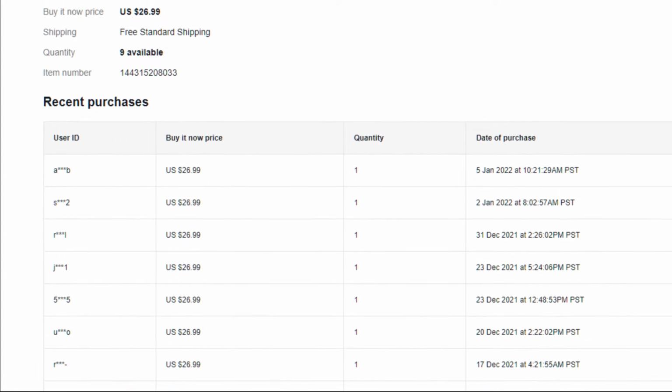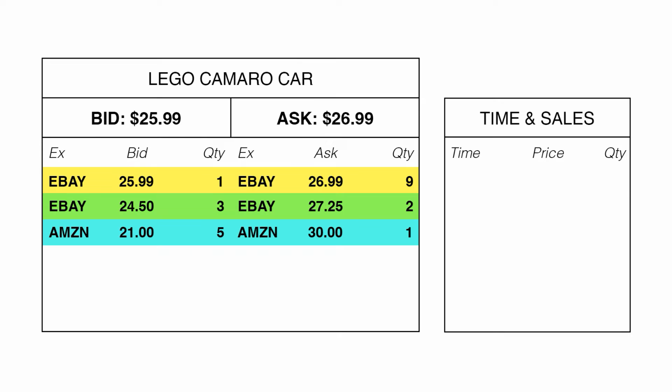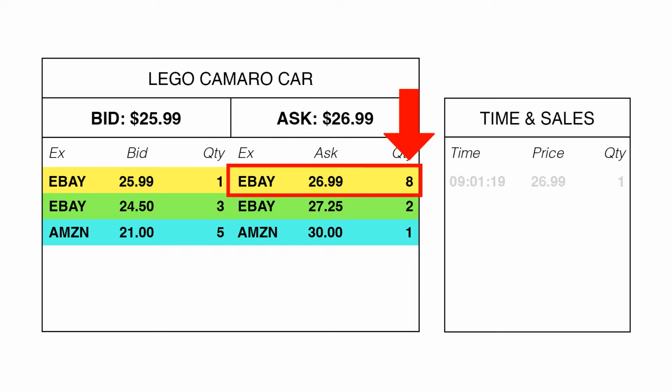And that's exactly what the time and sales does for us. So if some buyer decided to buy one of these Legos at $26.99, on the level 2 window, the quantity would drop to 8 and the order would now show up on the time and sales window. So it's important to have these two together because any order put out into the market can be canceled. By having the time and sales, you can get a sense if the orders are being executed or not.